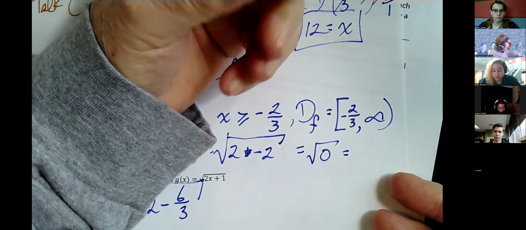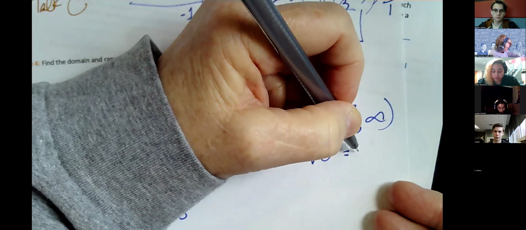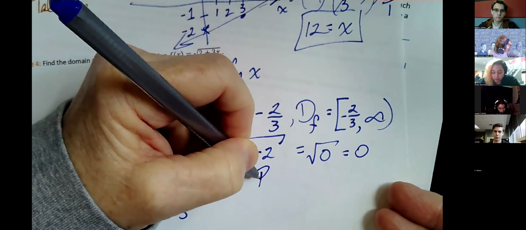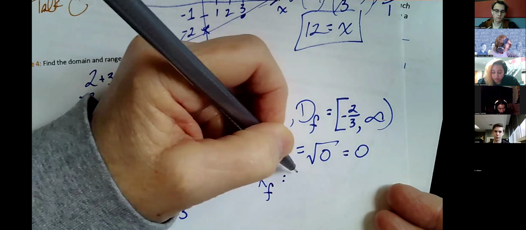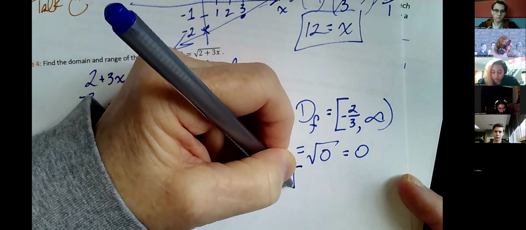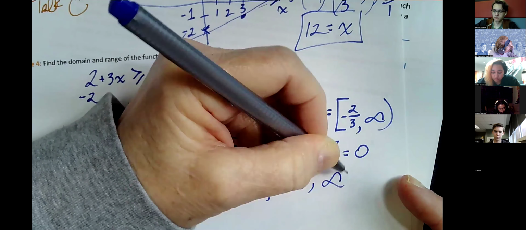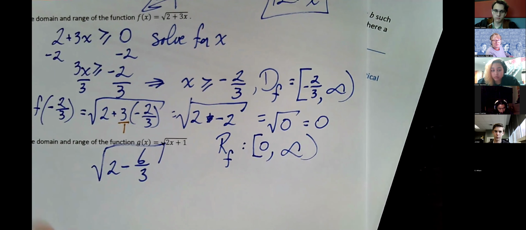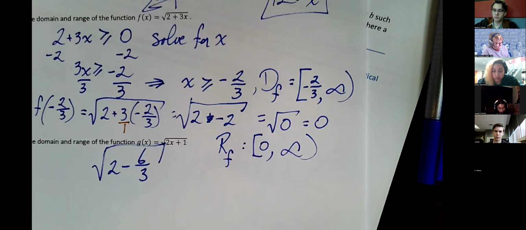And the square root of 0 is 0. And that means that the range is going to start at 0 and go to infinity. And I'm going to change the share just a second.